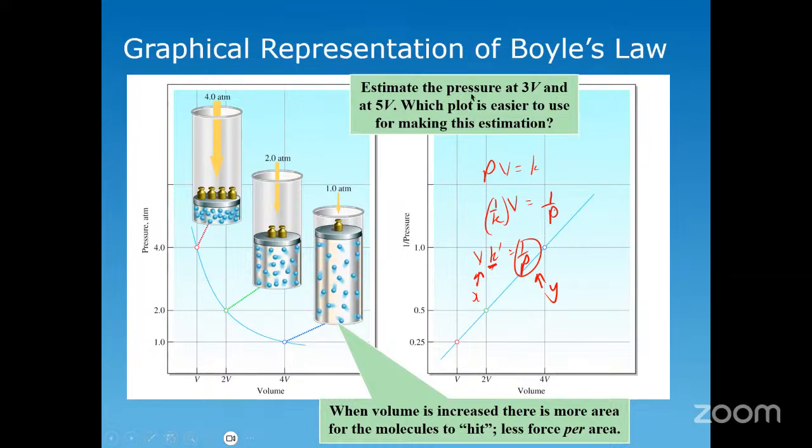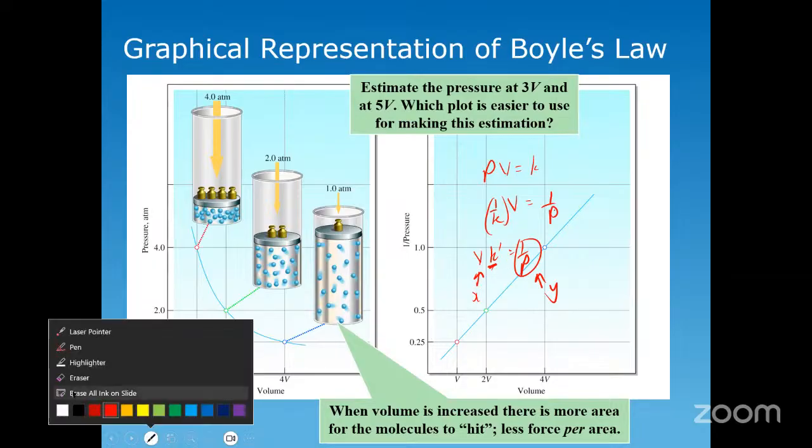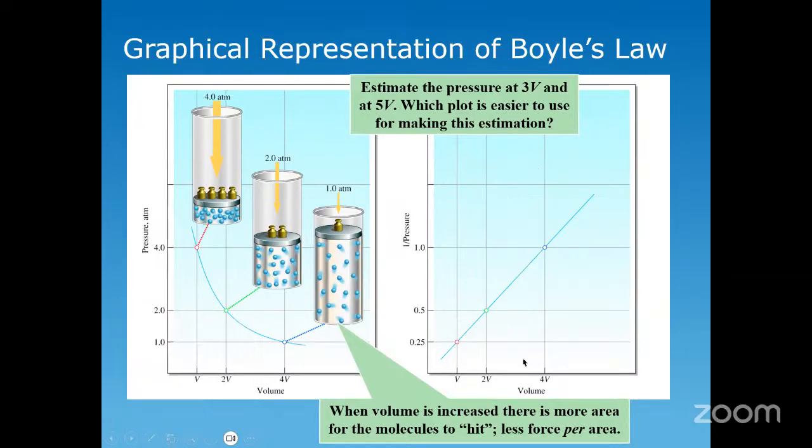Now, here a question is being asked. Estimate the pressure at 3V and 5V. Which plot is easier for making this determination? I would say this plot. The straight line plot would be easier for you to make that determination because it's a straight line. So if I were to try to find out what would be.